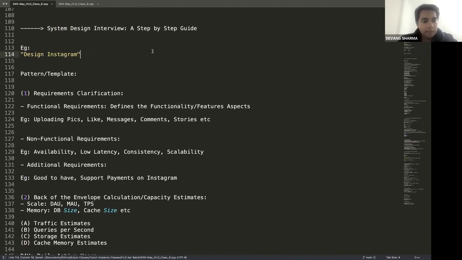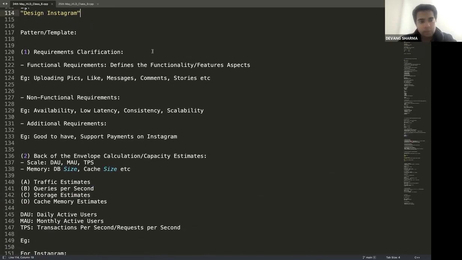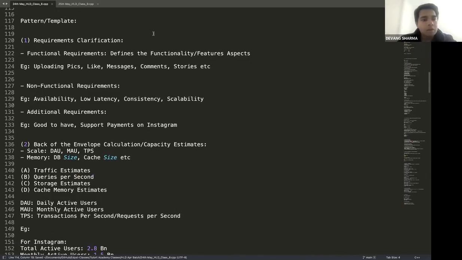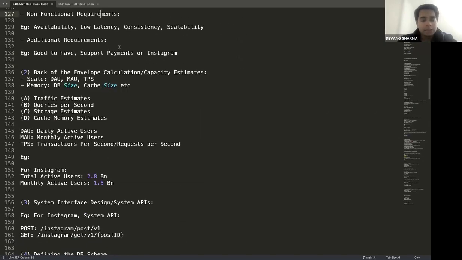What is that template about? It is about how to go in sequence if you have to build any system. As I said, it's not a hard and fast template. Feel free to make modifications to it as you work through the course. The first part is requirement clarification, where we clarify the functionalities or features of the product that we are going to build. Second, non-functional requirements, which include availability, scalability, consistency and reliability. And third is additional requirements, which are good to have but not immediate.